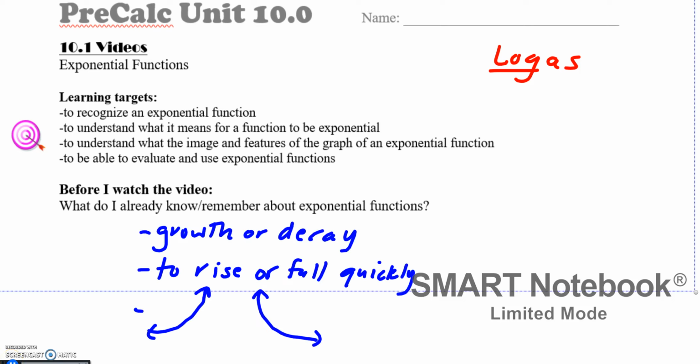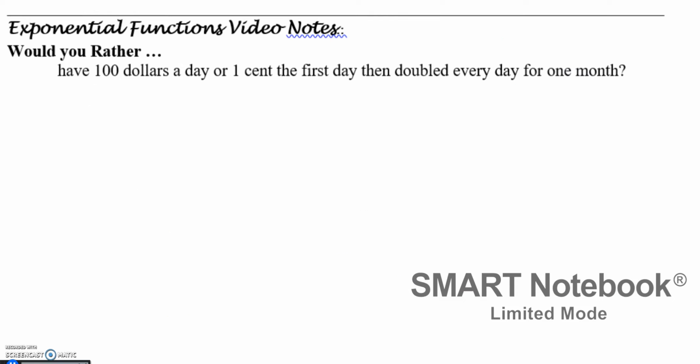So while the video was paused, I wrote down a few things. What do I already know about exponential functions? So I wrote that you could grow or decay. I wrote that exponential could mean to rise or fall quickly. And I also wrote down a couple graphs that some of you may recall from past classes that you're either rising quickly or falling quickly. So you could have really anything along those lines, which brings me to a great second question to consider.